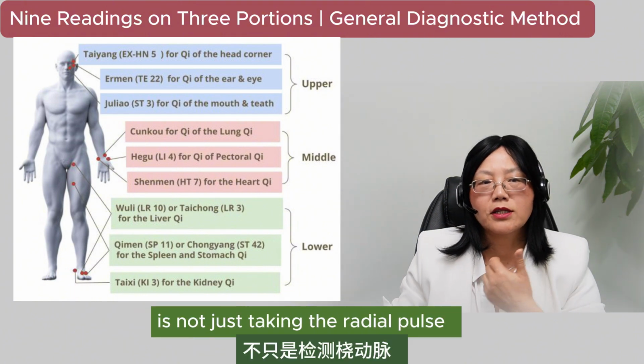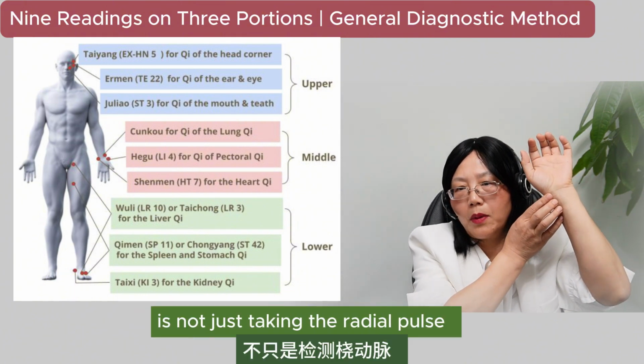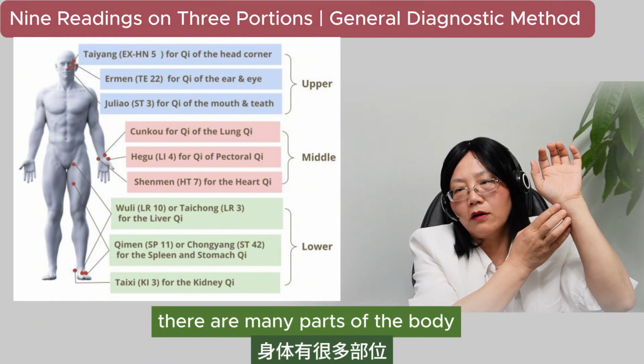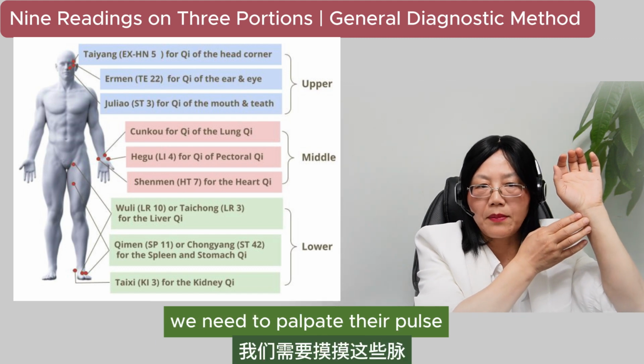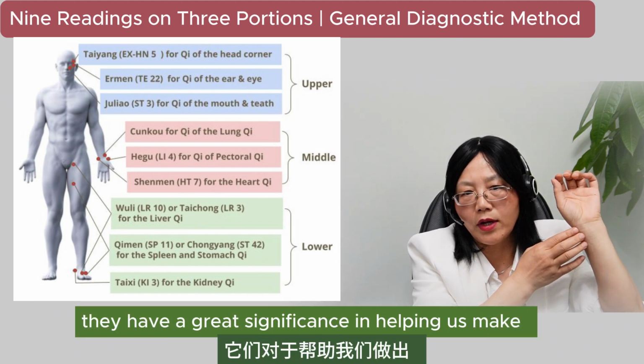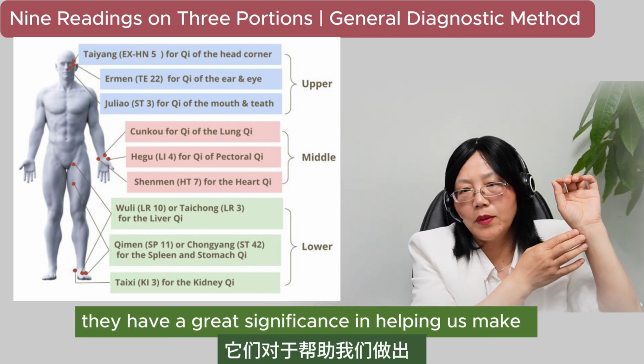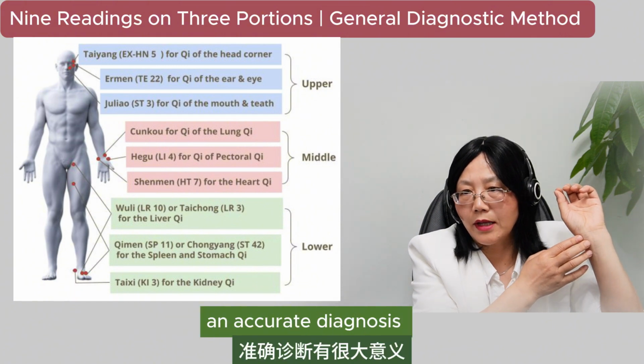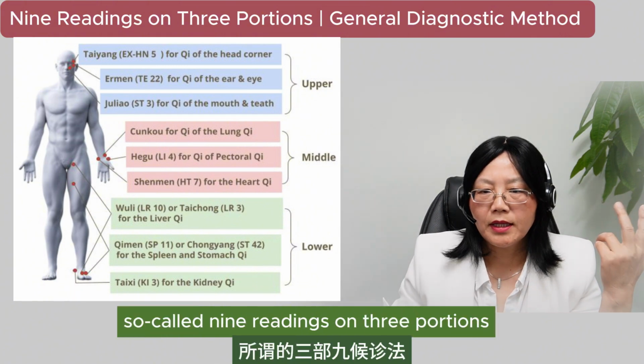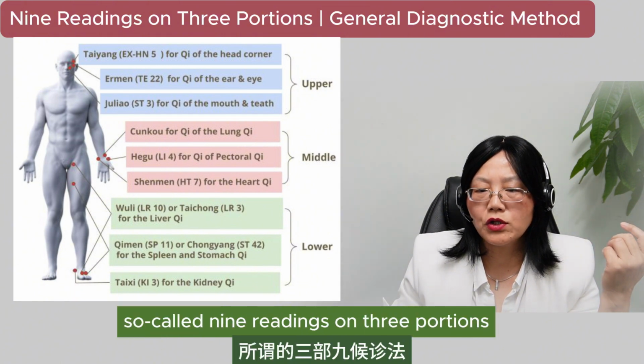The pulse taking is not just taking the radial pulse. There are many parts of the body where we need to palpate the pulse. They have great significance in helping us make an accurate diagnosis. This is the so-called 9 readings on 3 portions.